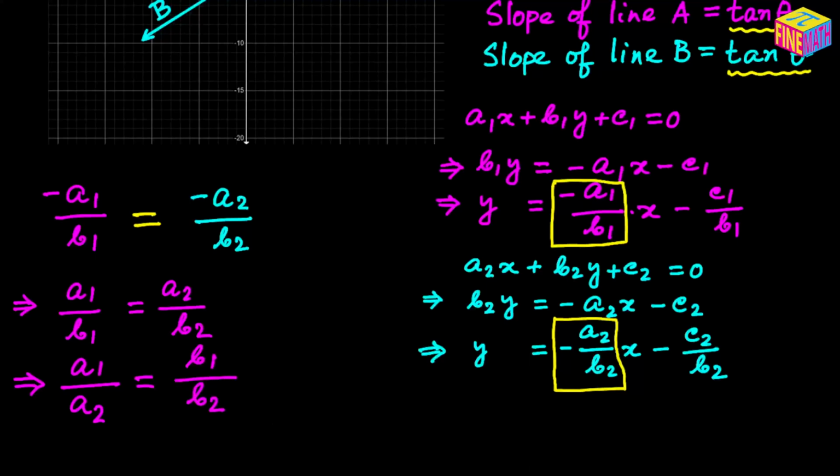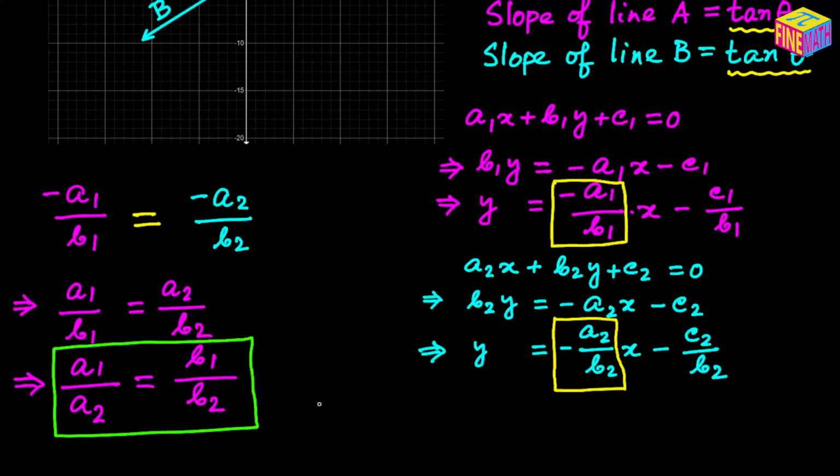So this is our necessary condition for the two lines to be parallel, meaning if we have two parallel lines, then this condition would be satisfied. The ratio of the coefficients of x will be equal to the ratio of the coefficients of y.